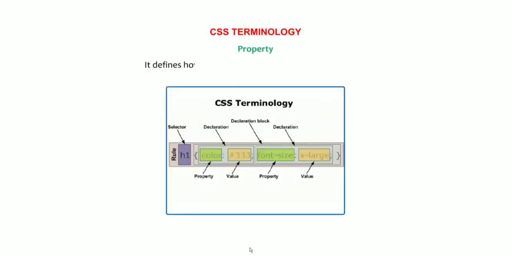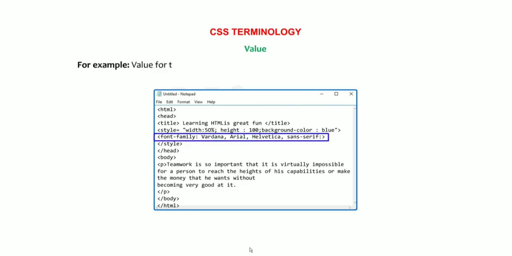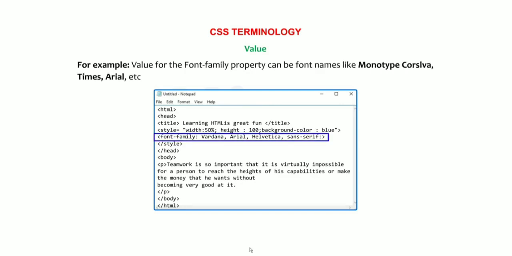CSS terminology. Property: it defines how different elements look on the web page. Font family, color, background, border, and the like are examples of properties. Value: this is the value of, or the option chosen for, the property. For example, the value of a font family property can be font names like monospace, cursive, Times, Arial, etc.